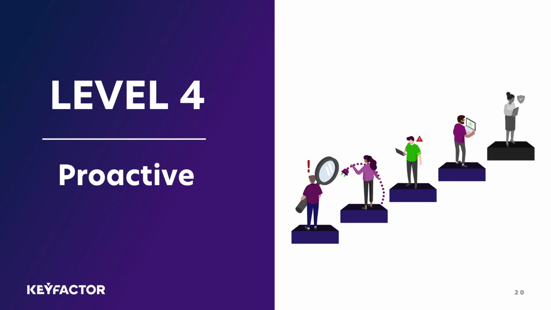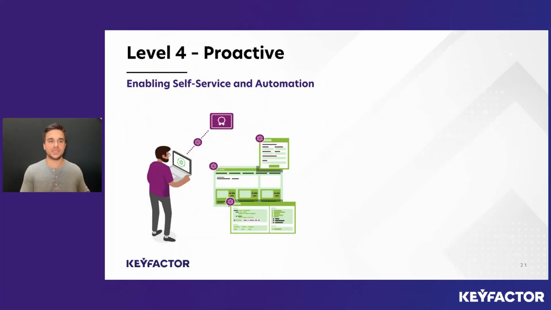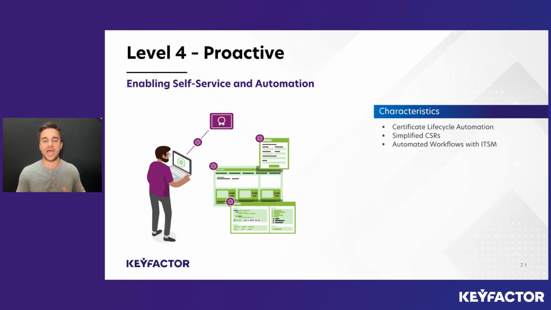All right, now we're getting into level four, and what you're able to do is basically enable self-service and automation across your organization to get certificates at a really fast turnaround time. You're doing automated workflows with ITSM solutions like ServiceNow. You have very simplified certificate service requests, CSRs, in place, and you're getting to this certificate lifecycle automation that you were really wanting to.